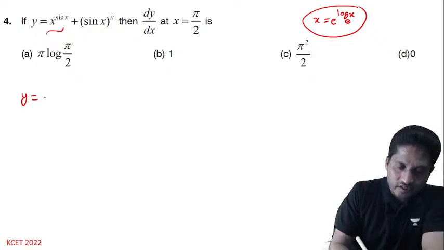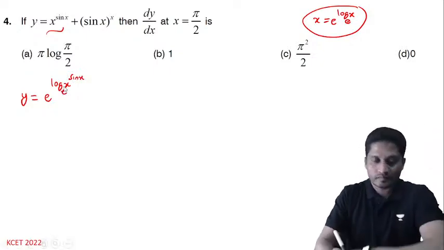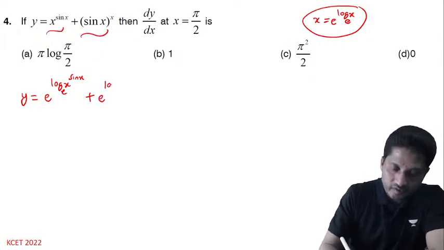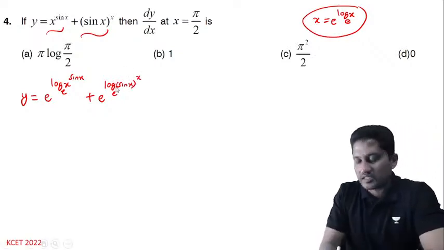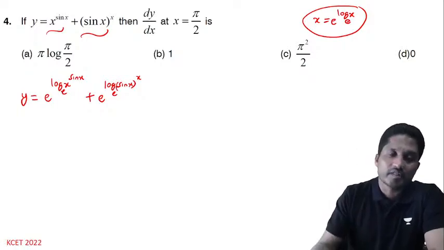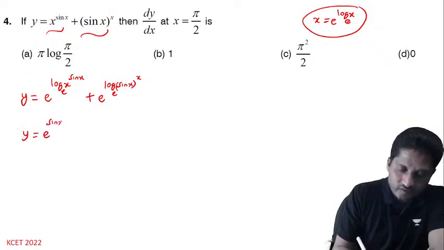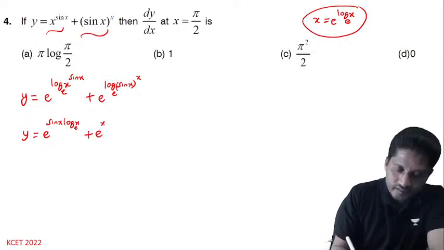I can write this as e to the power of log x power sin x, to the base e. Both are the same. e power log x is x. Again e power log x is x only. And e to the power of log sin x power x. Alright, I find this easy; if you're comfortable with both methods, you do it, no problem. e power log x is x. e power log sin x is sin x into log x. Again e to the power of x into log of sin x.